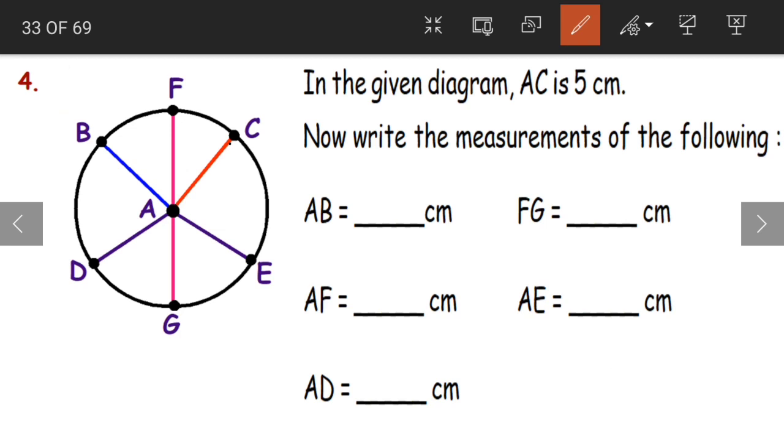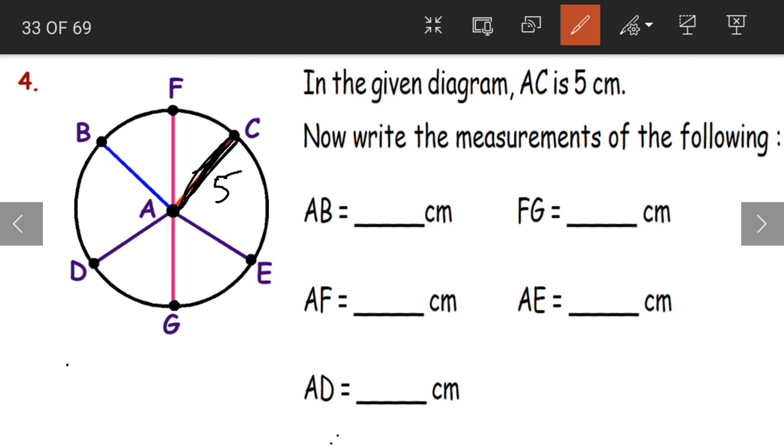Now question 4. In the given diagram, AC is equal to 5 centimeters. Now write the measurements of the following. Where is our AC? This is our AC, the black one. AC is equal to how much? 5 centimeters. What is AC here, children? For the circle, it becomes the radius of the circle, isn't it? It is joining the center and a point on the circle. So it will become the radius.